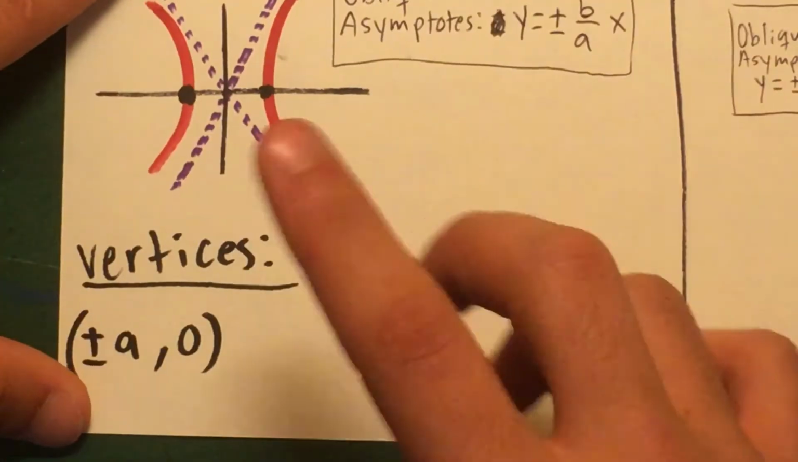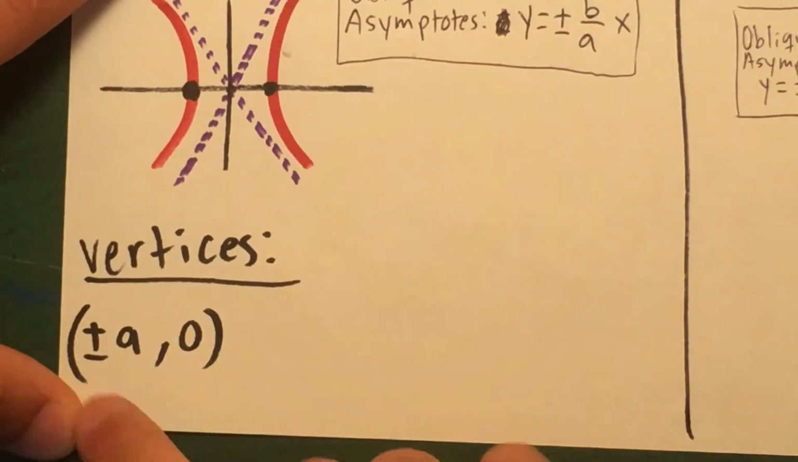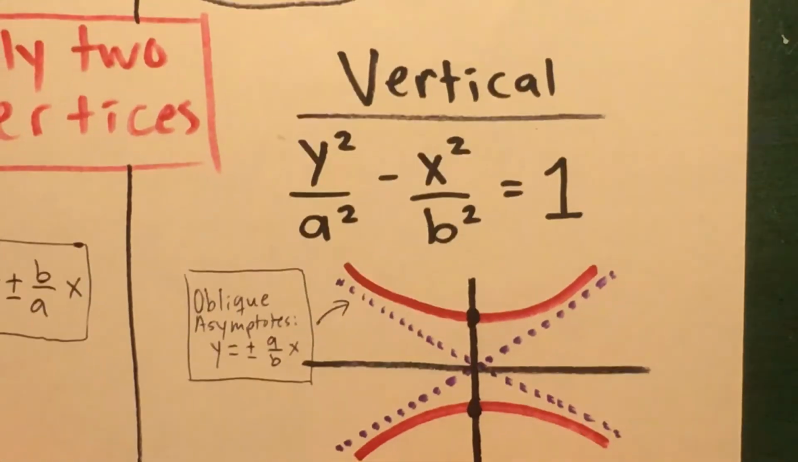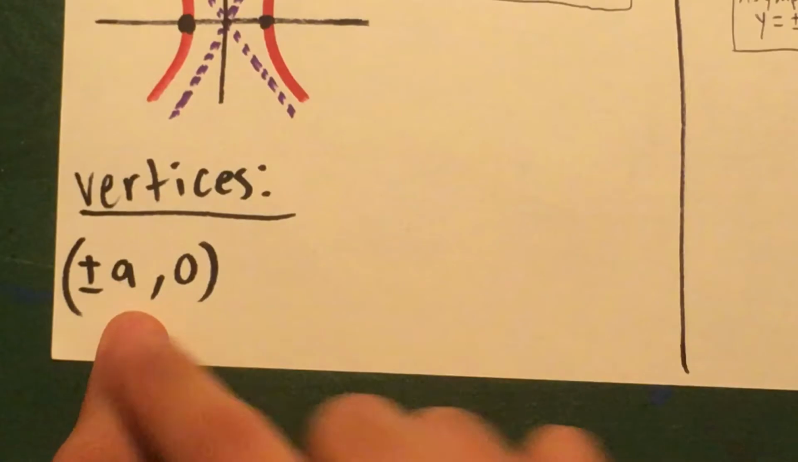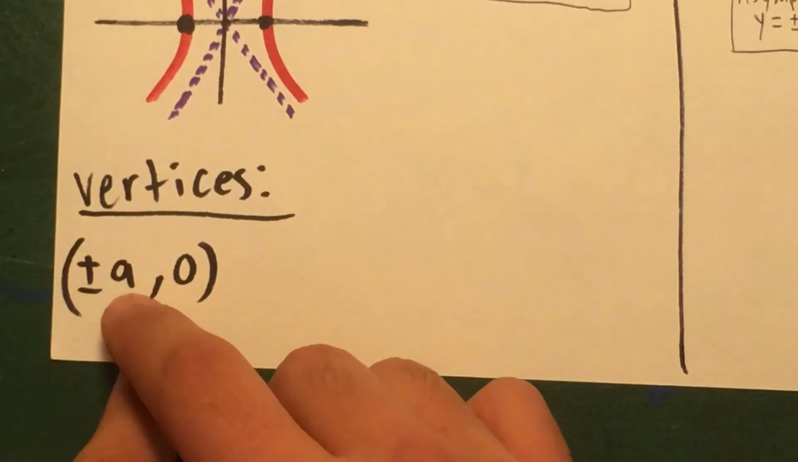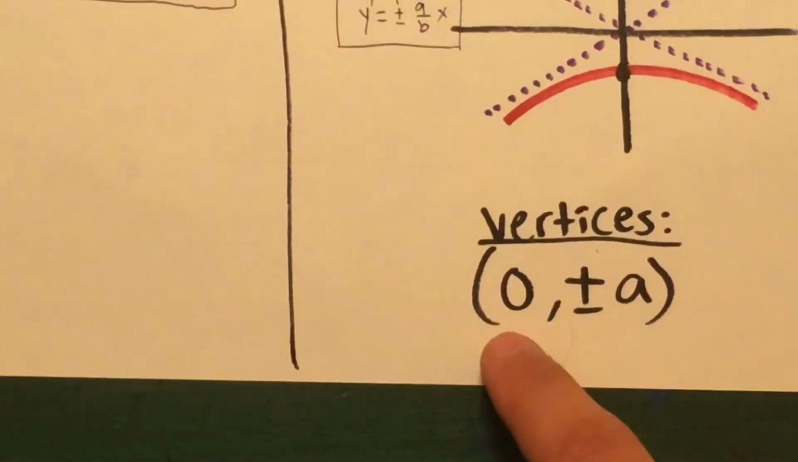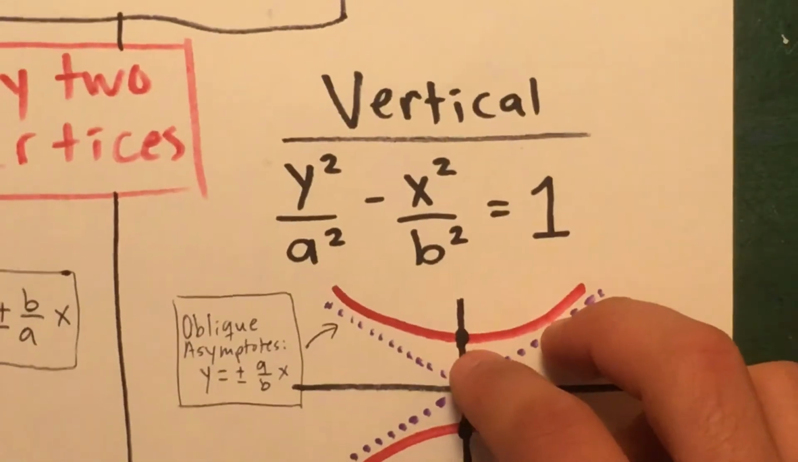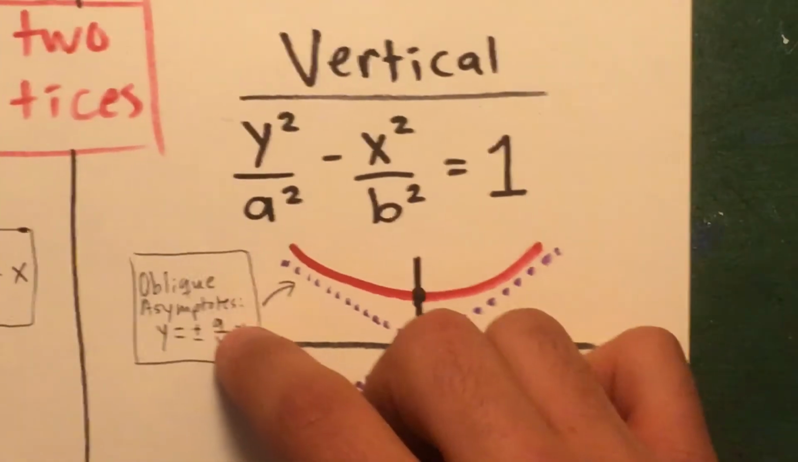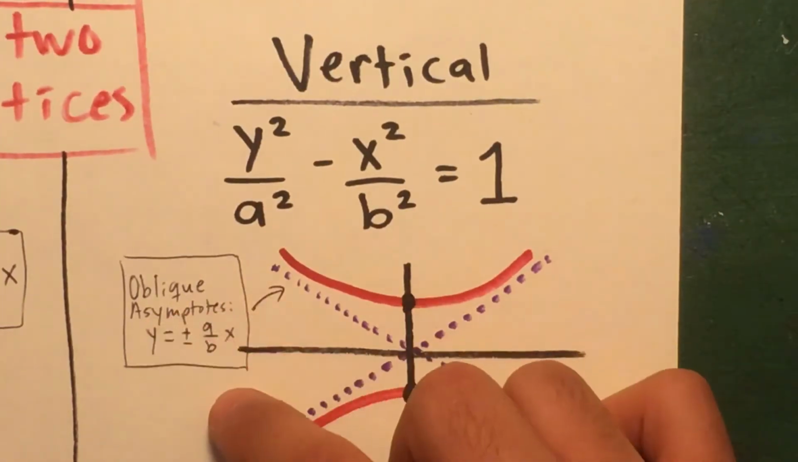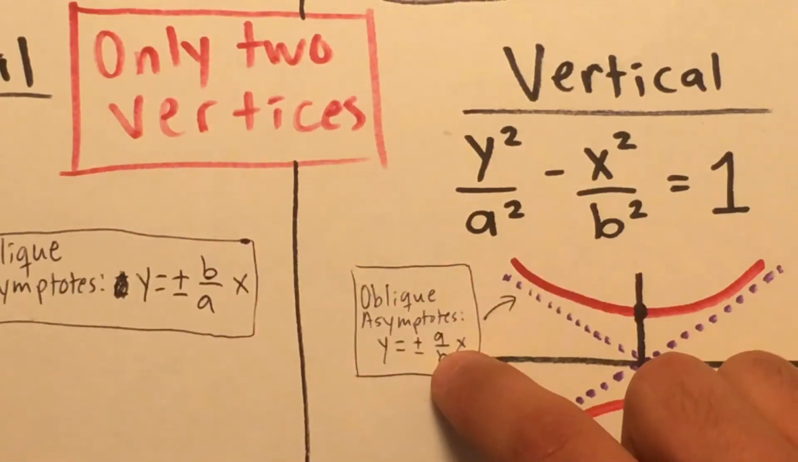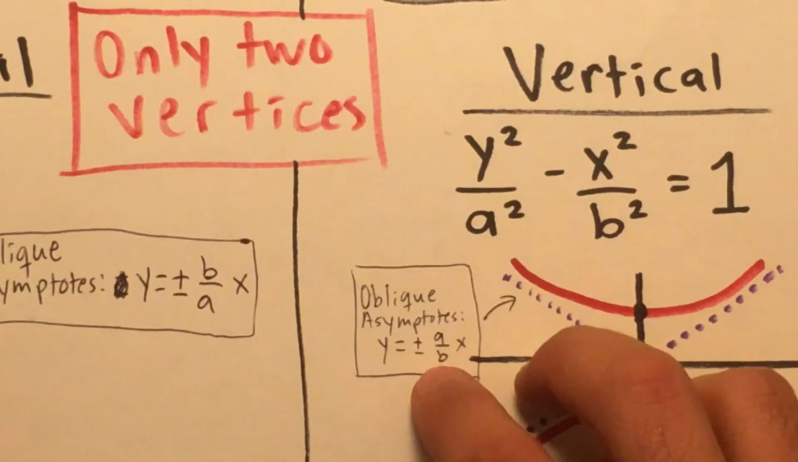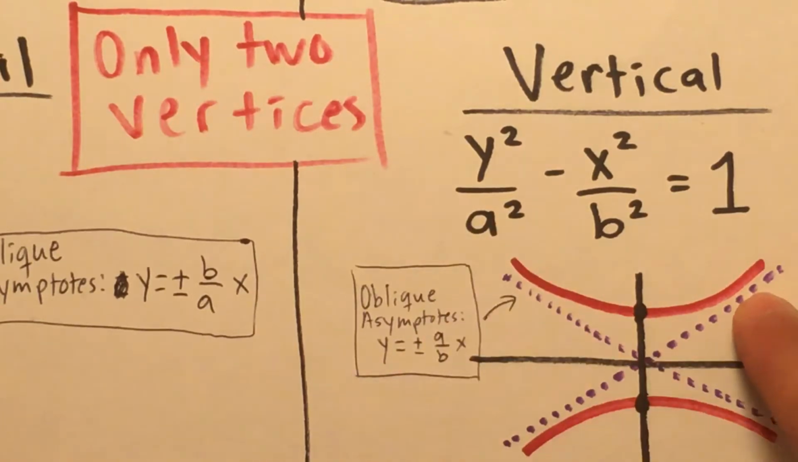For the vertices of a horizontal hyperbola, it's going to be plus or minus a comma 0. Moving on to vertical hyperbolas, right here you see the vertices are 0 comma plus or minus a. See the difference here? For a horizontal, it's going to be plus or minus a comma 0. Vertical, 0 comma plus or minus a. So an oblique asymptote is going to be y is equal to plus or minus a over b times x, as opposed to b over a for horizontal. In vertical, we have y is equal to plus or minus a over b times x for the asymptotes, as you see here.